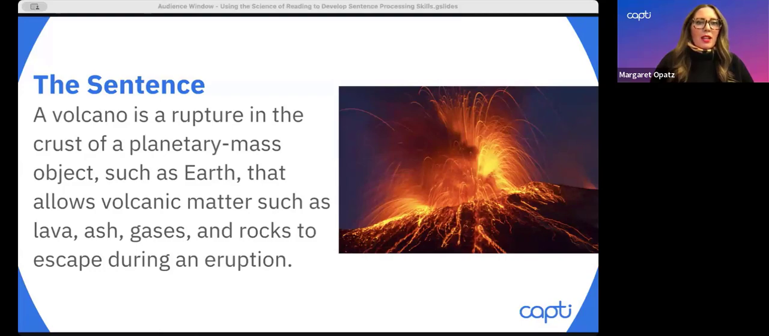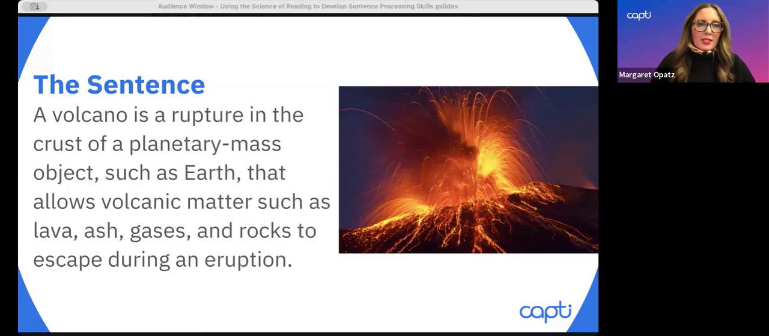I will admit the first time that I read it, I thought I would never use the word rupture to describe the opening of a volcano. That is definitely something that I think is a higher level type of word to mean opening. And then also to describe a volcano as being in the crust of a planetary mass object. That also seems like a very difficult way to present that information. I understand why it's presented that way when we think about science. Scientists are definitely going to present it in the most informative way or factual way that they can, but that does present a lot of challenges for students.